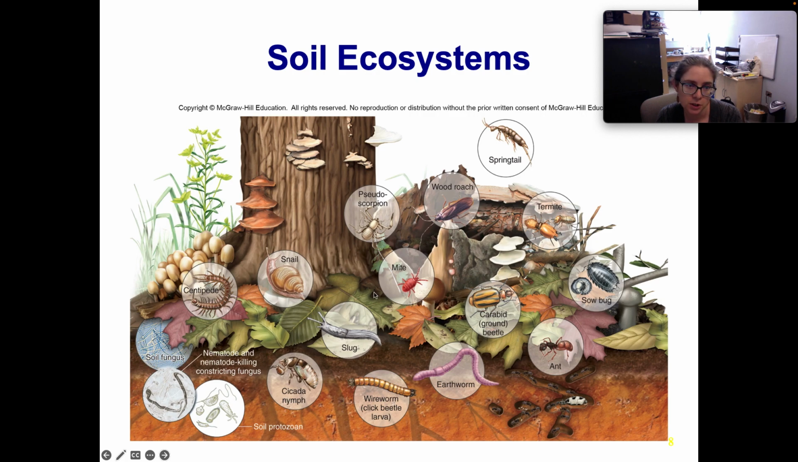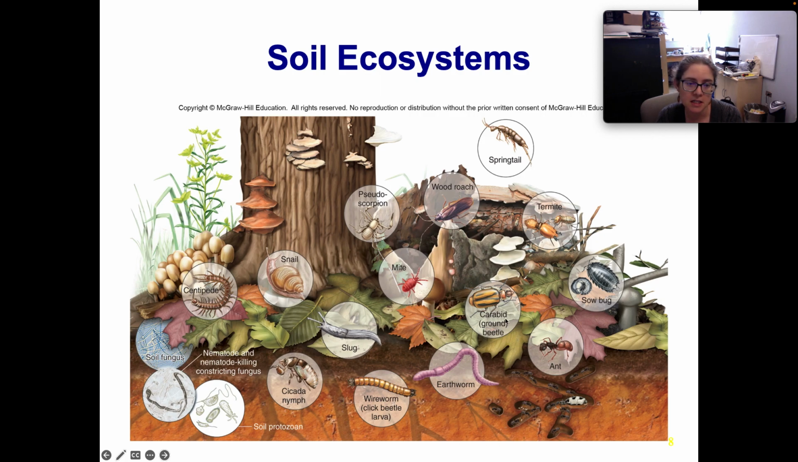Oftentimes, this is an illustration of a forest. So we have a layer of leaf litter, and over time, this leaf litter is broken into smaller bits and incorporated into the soil a lot of times by earthworms and other types of organisms that do something called bioturbation. They're basically mixing the different layers by moving through them and eating different particles.